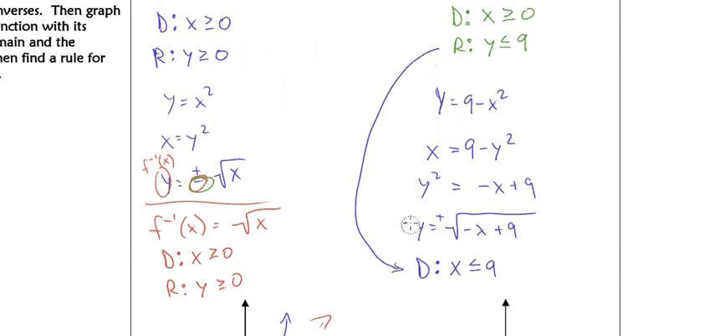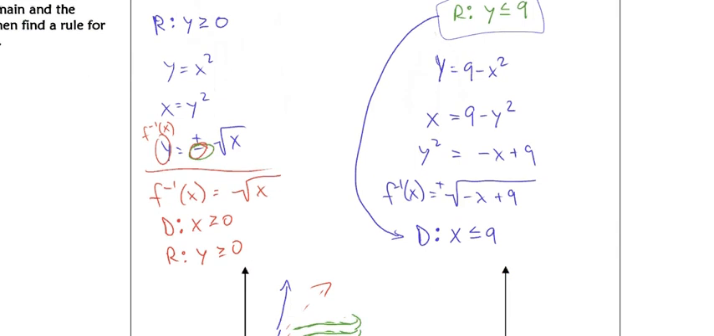And so maybe I should write this back as f inverse of x. And so our range from our original function is our domain on our new function. And then likewise, our range here, and this is y, remember, there's no way to give me negative y values, so y is greater than or equal to 0.